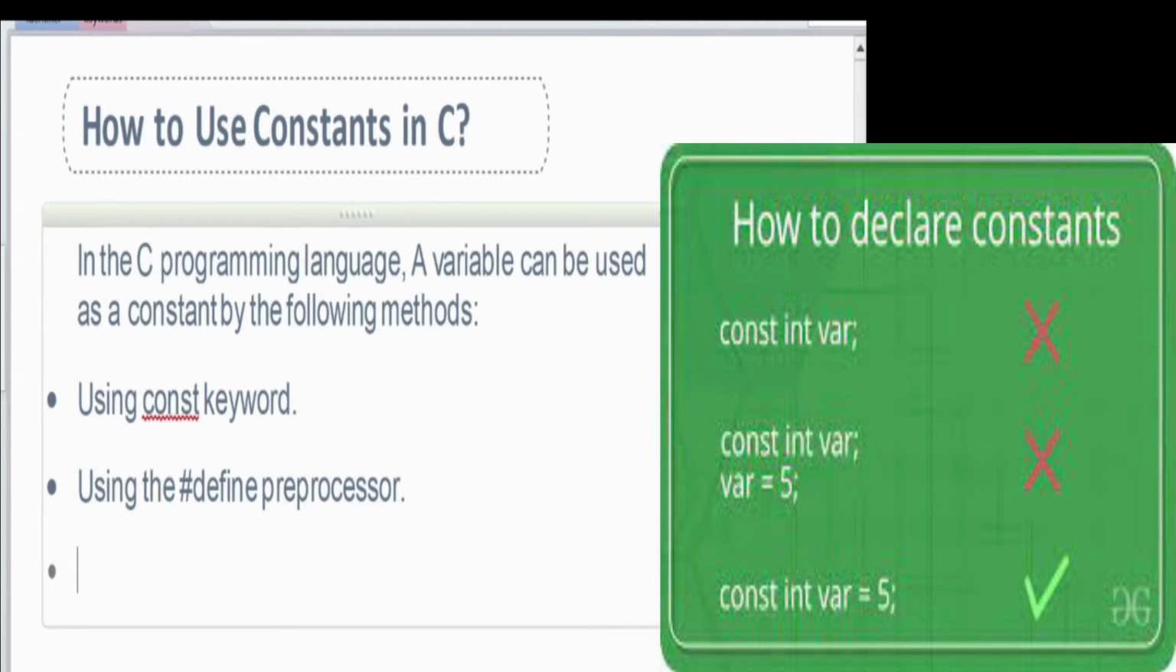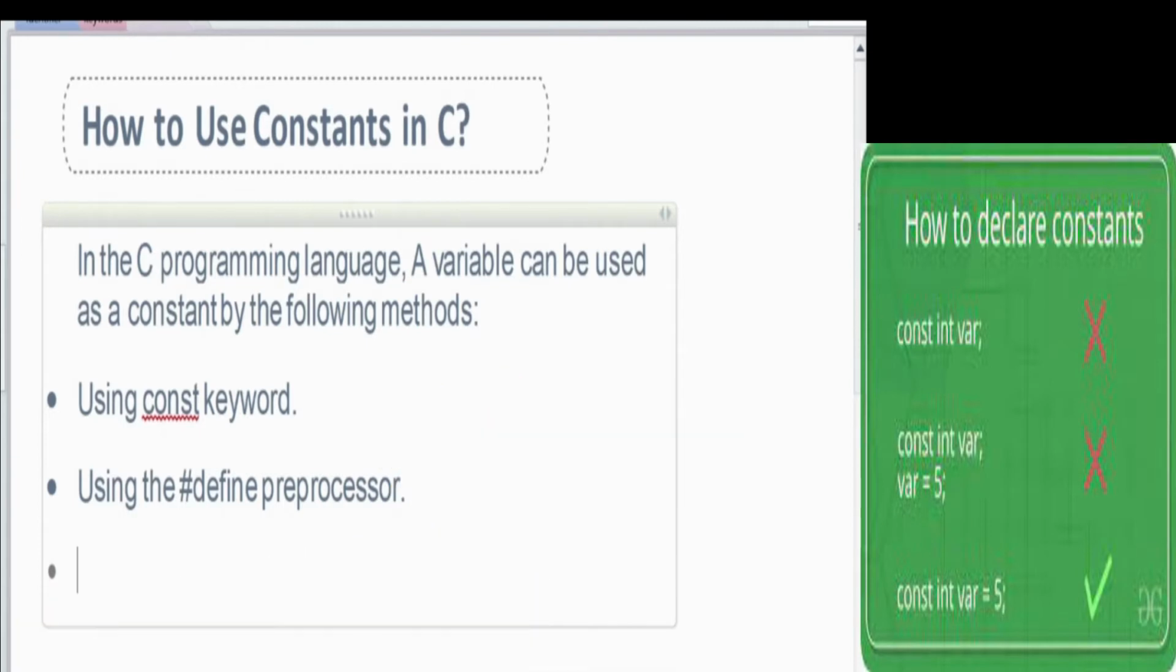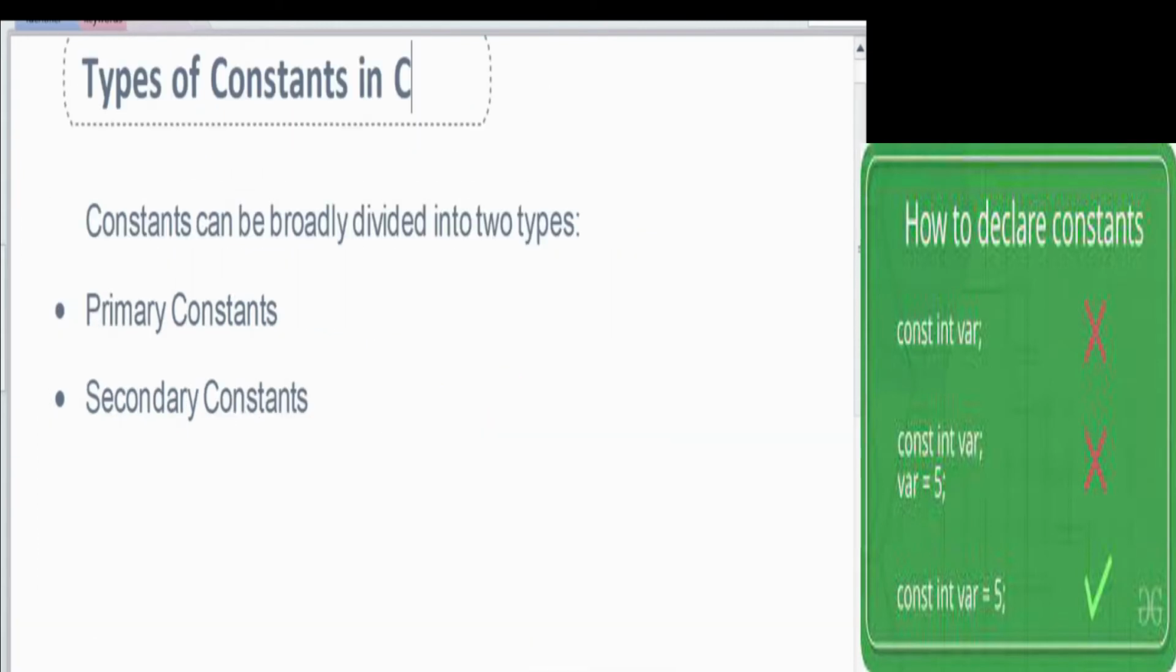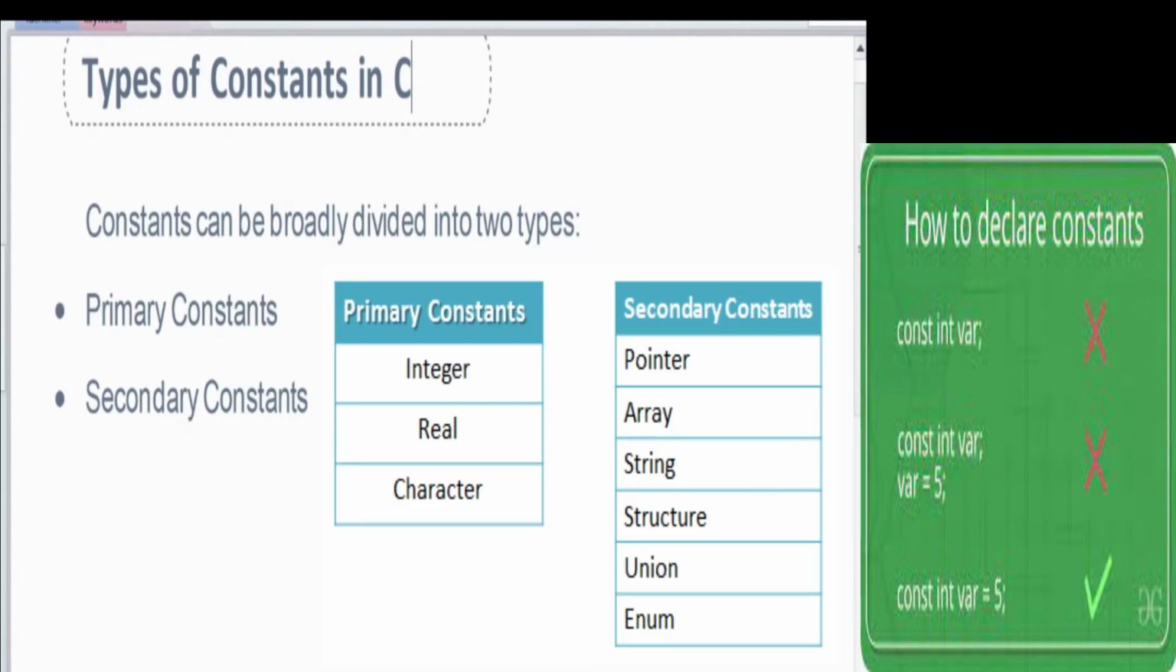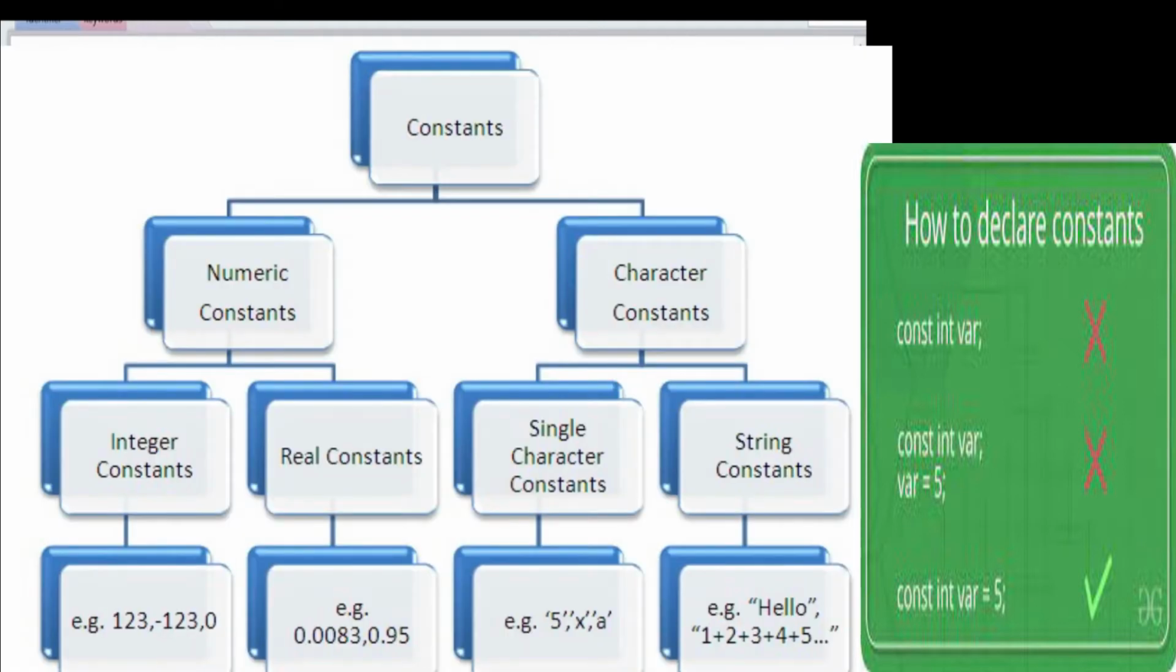In the C programming language, a variable can be used as a constant by the following methods. We can declare a constant by using the const keyword, and another way is by using the hash define preprocessor. Constants can be broadly divided into two types in C language, that is primary constants and secondary constants. The constants of type float, integer and character are known as primary constants, and the primary constants can be further divided into numeric constants and character constants.